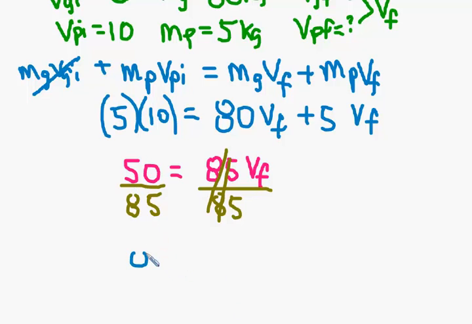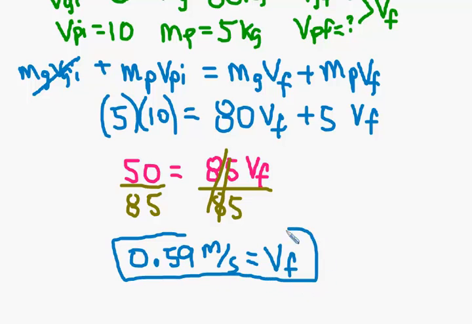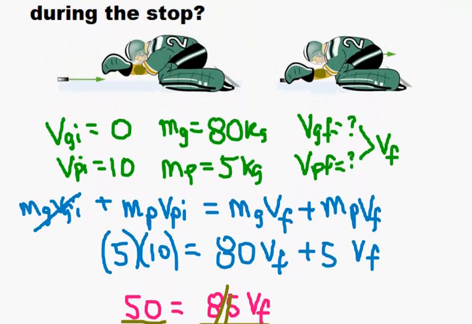50 divided by 85 in my calculator gives me 0.59 meters per second. And that's the final velocity. And that's going to be the velocity of the hockey puck and of the goalie.